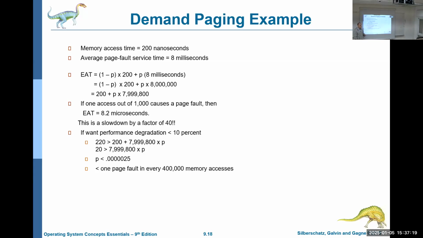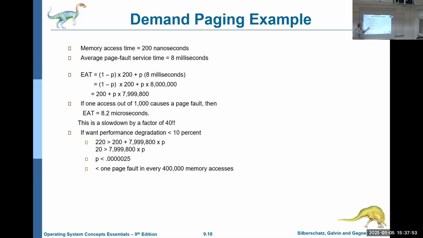Now we're asking the question this way. What if we want the performance degradation to be less than 10%? We don't want it to be 40 times. We want it to be only 10% worse. What's 10% of this? 20 nanoseconds. So 220 nanoseconds will be a 10% increase. So instead of it being a 40 times increase, you want it to be only a 10% increase.